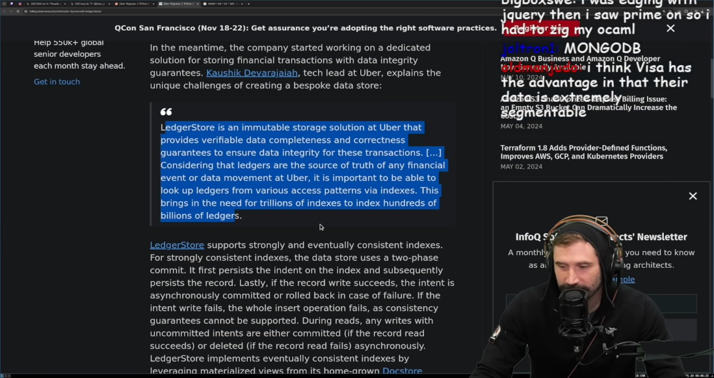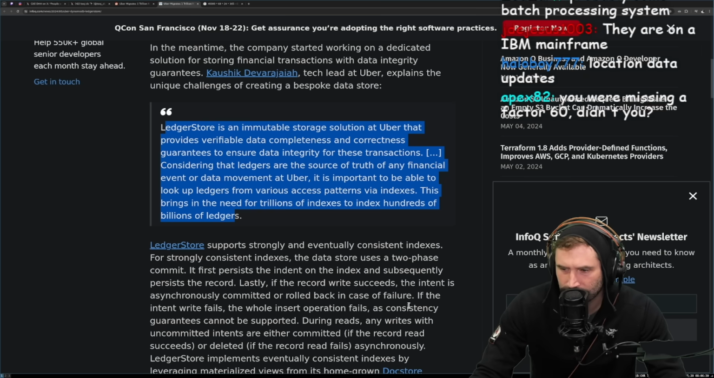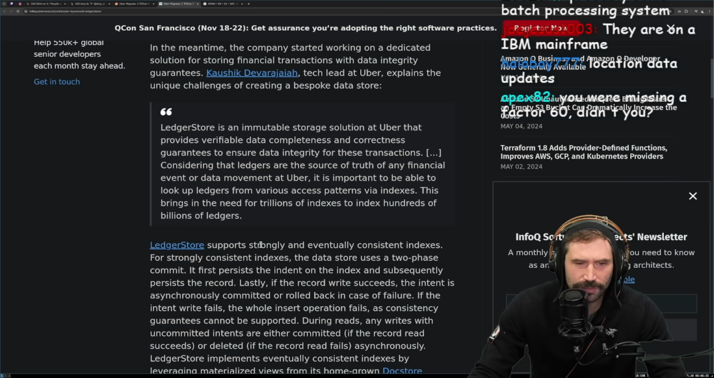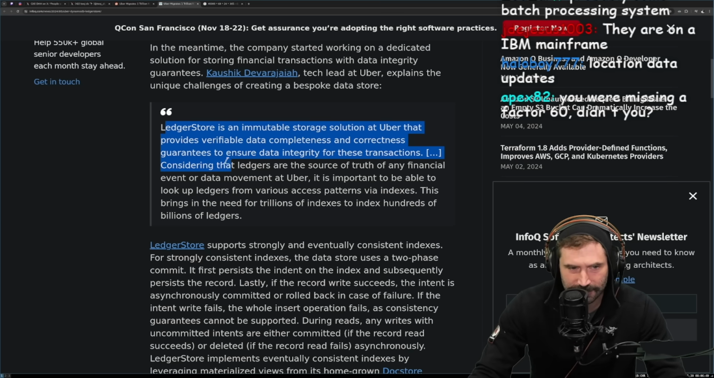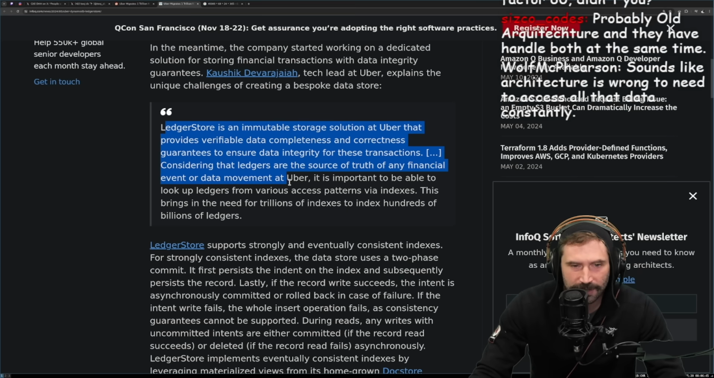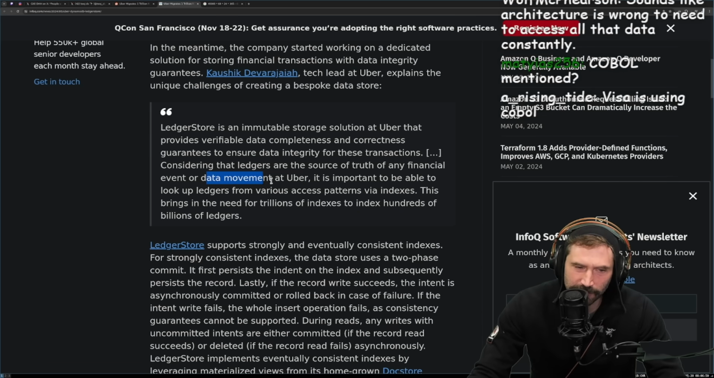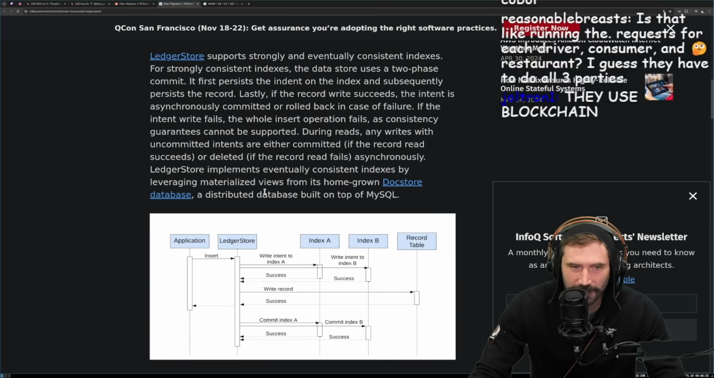Sorry, you're totally right. I think Visa has the advantage that their data is extremely segmentable. They're on an IBM mainframe. Okay, interesting. Location updates. Yeah, they're talking about how Ledger Store is an immutable solution that provides verifiable completeness and correctness guarantees to ensure data integrity for these transactions, considering the ledger is the source of truth for any financial event or data movement at Uber. Oh, data movement? Is data movement like the movement of the car? Visa's using COBOL? Is that COBOL mentioned?